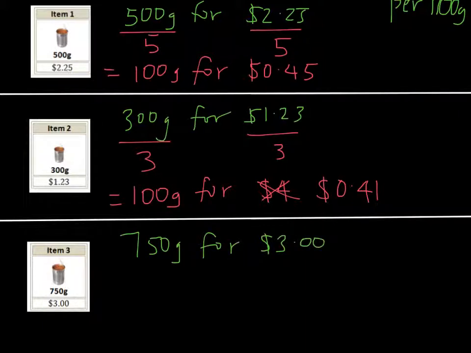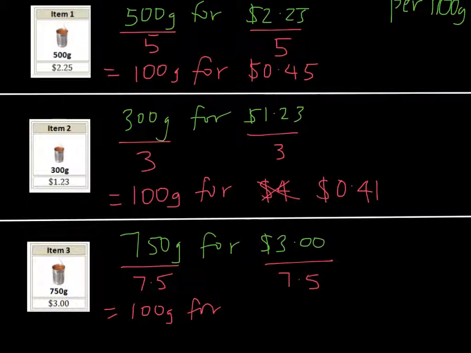Same thing, to get 750 into a per 100 gram amount, we need to divide by 7.5 to get it to 100 grams. So we're going to divide $3 by 7.5 as well. Therefore, 100 grams is going to be $3 divided by 7.5, which is equal to 40 cents. So in this case, you can see that the last is the best buy because it is the cheapest out of the three per 100 grams.